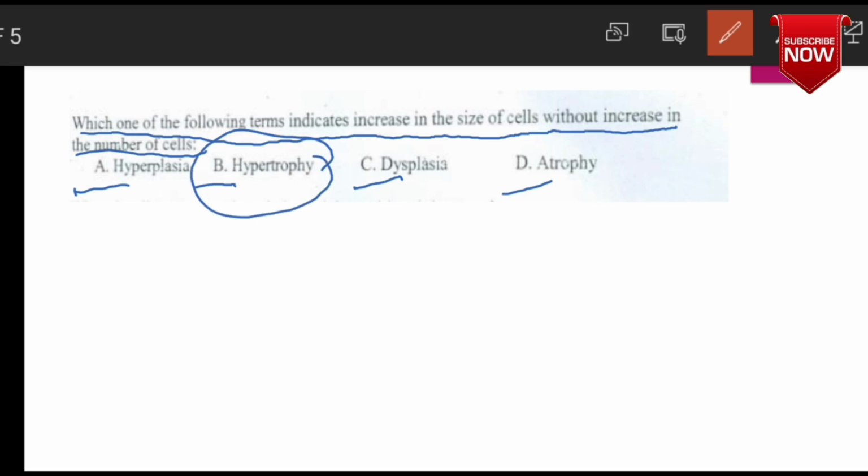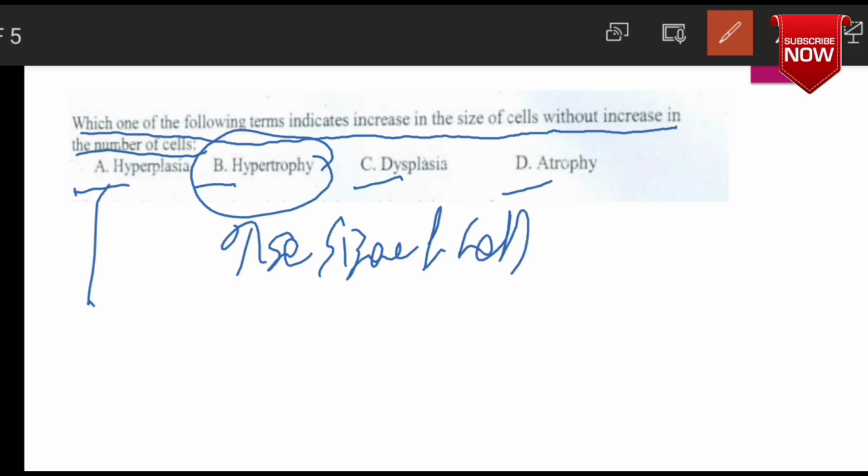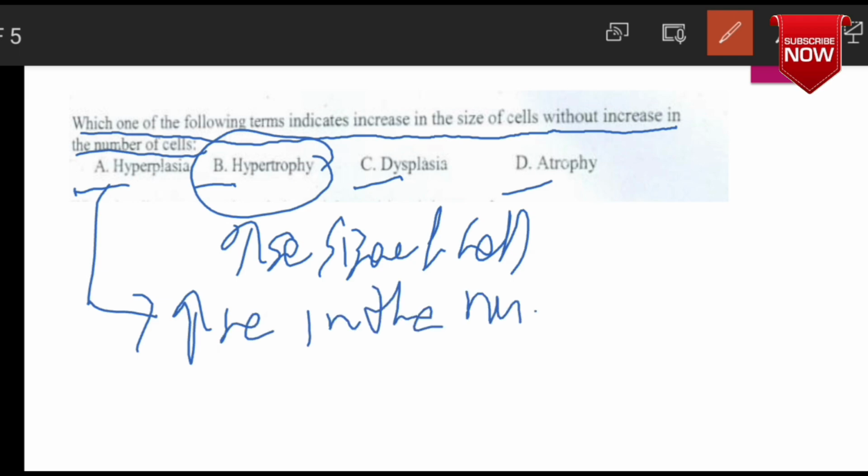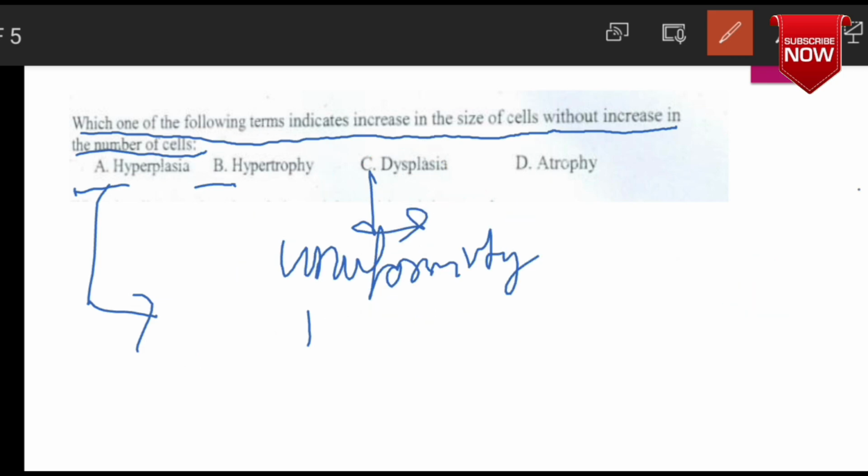Hypertrophy is the increase in size of the cell, and hyperplasia is increase in the number of cell. Option C, dysplasia. This is the loss of the uniformity of the individual cell or loss of architectural orientation. Option D, atrophy. Atrophy is a decrease in size of organ caused by disease or lack of use.